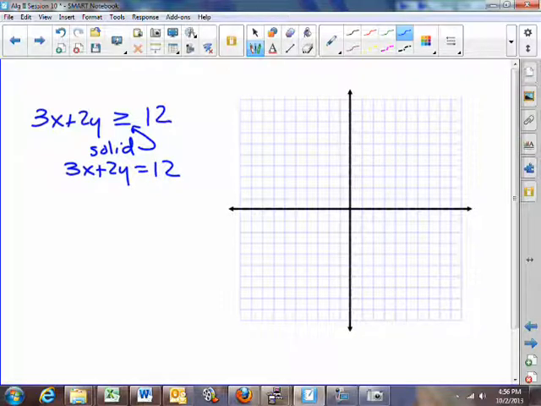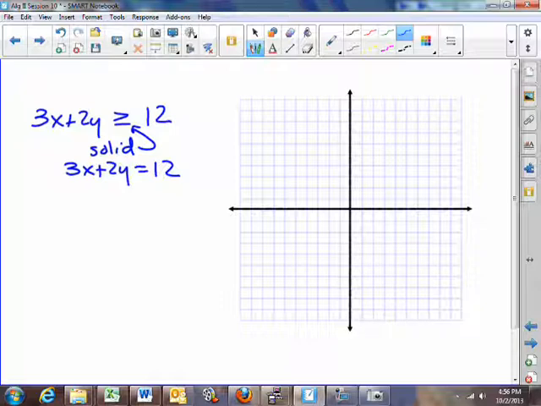Now, if you have an equation in standard form, one of the easiest ways to graph the line is to just find out where it crosses the x-axis and where it crosses the y-axis. Remember, and this is important, to find an x-intercept, you put 0 in for y.